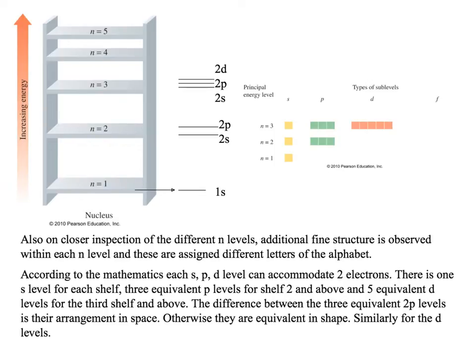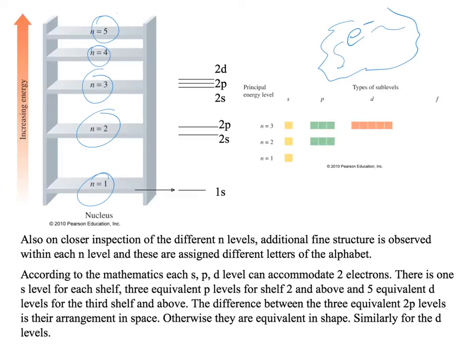All right, on closer inspection of the different levels on my bookcase, I'm jumping back to this here: additional fine structure is observed within each N level. Okay, the bookcase, and they're assigned different letters of the alphabet. Hang on a minute, why am I even talking about this? Guys, this is all related to and tied to the electrons, the electrons that sit outside the nucleus in this vast, essentially empty space. In fact, they're moving around outside the nucleus, and they're in these things we're leading to called orbits. And that's what we're working on.